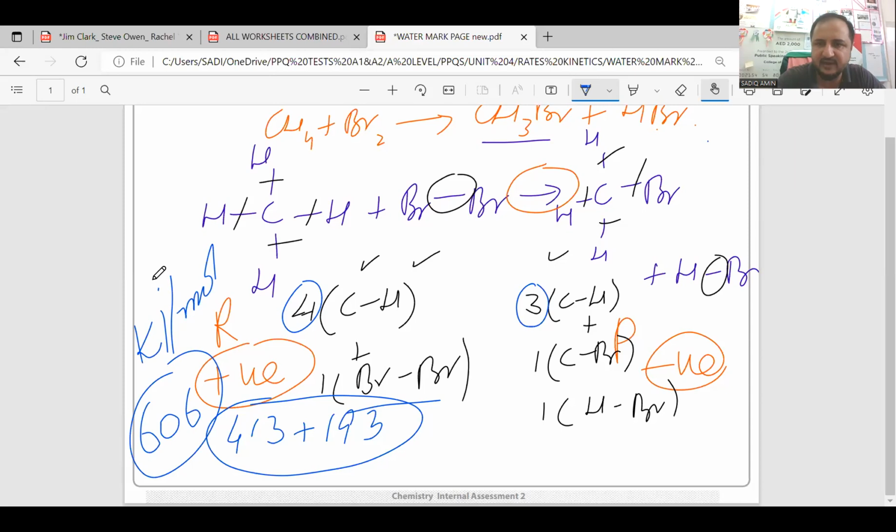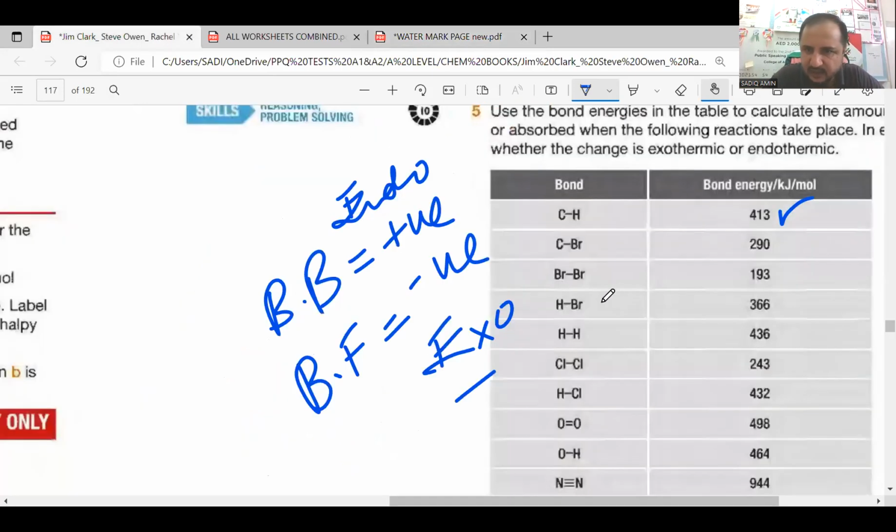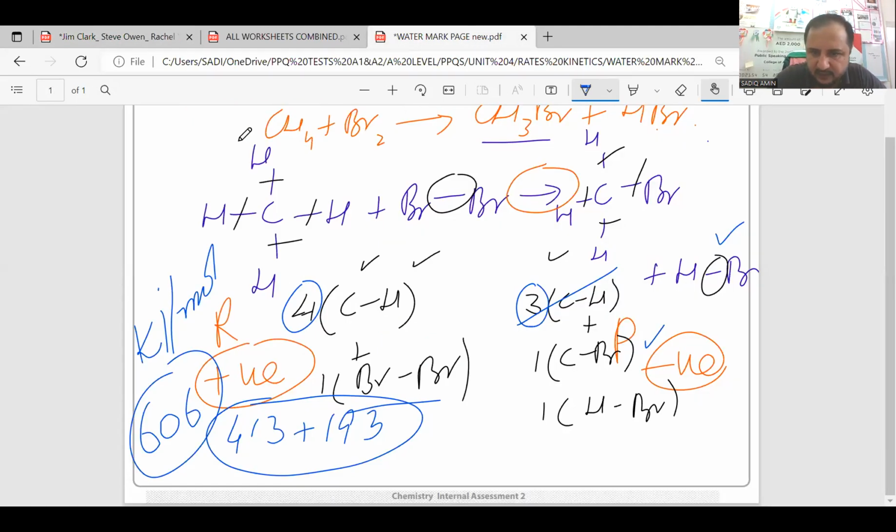And on the other side, the C-H is gone now because 3 C-H are cancelled with the other ones. Now we are left with an H-Br relation and with a C-Br relation. So we are going to pick these two values. One H-Br, this is the H-Br 366. So I'm going to take 366 plus the C-Br relation.